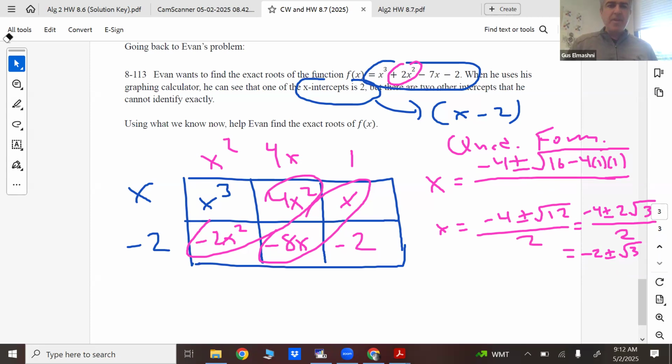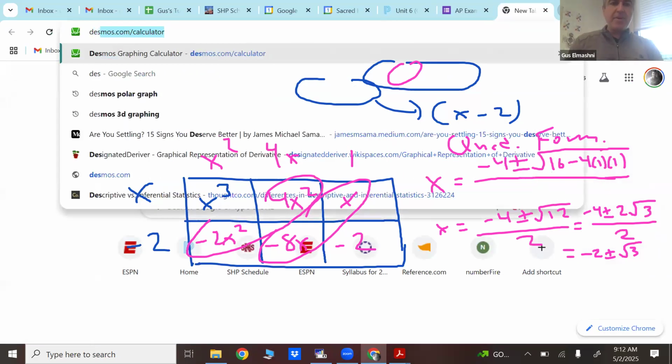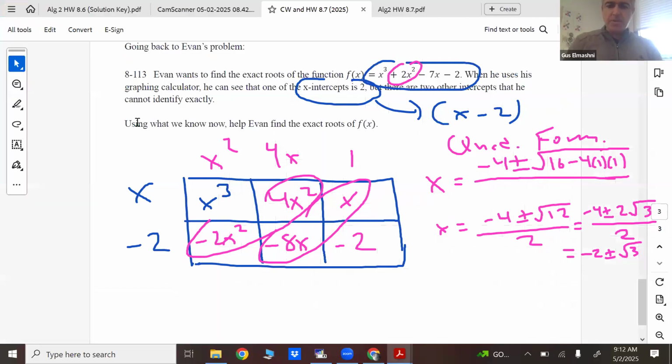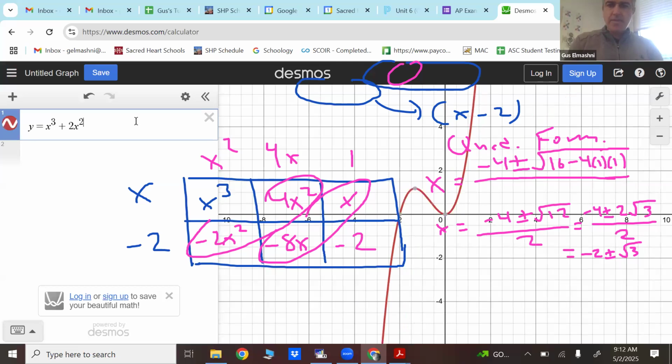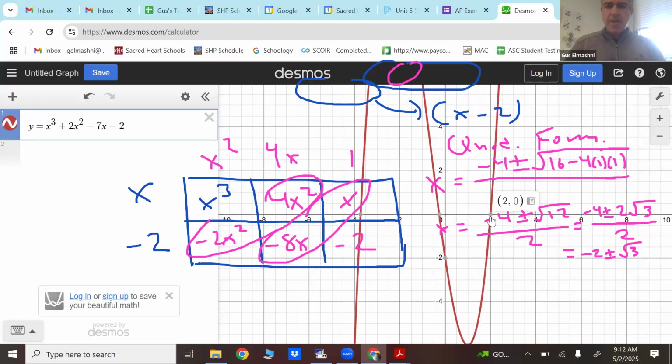My apologies. But I was gonna check my work. If I go to Desmos, y equals, can you guys give me the components? x cubed plus 2x squared minus 7x minus 2. Okay, so definitely it's crossing at 2, and it crosses these other two weird places. That happens to be -2 plus √3 or -2 minus √3. So it will work itself out.